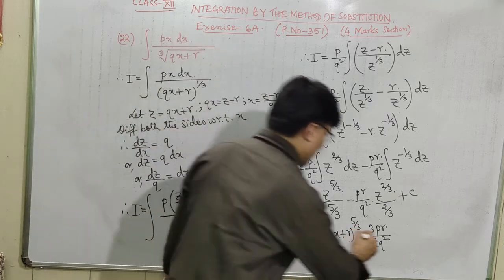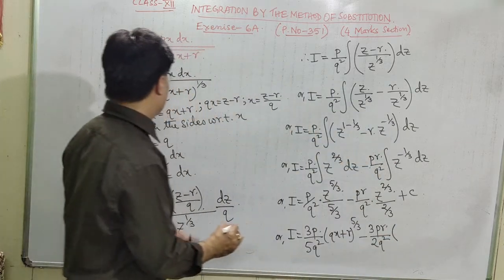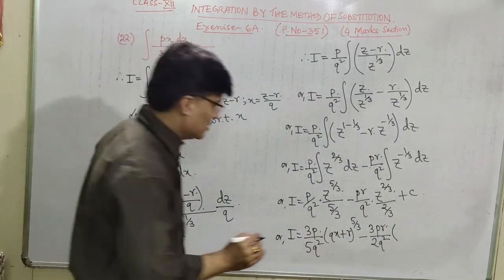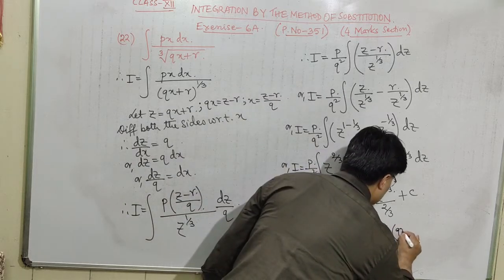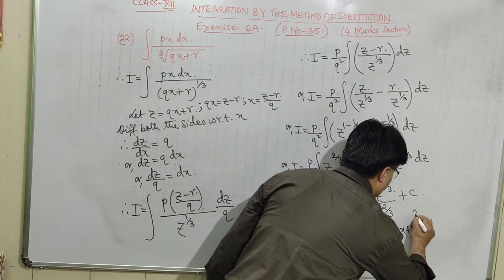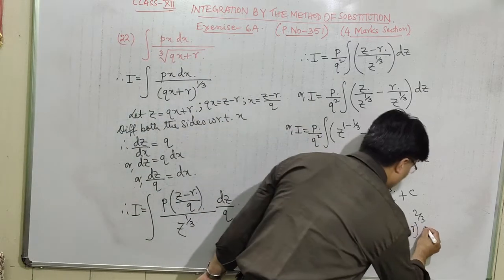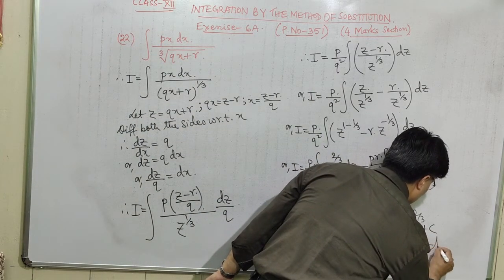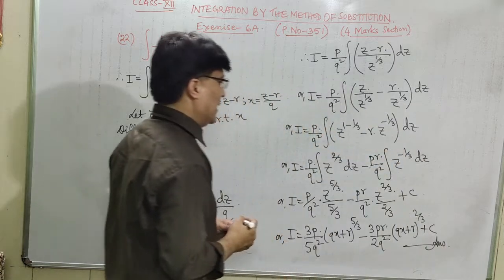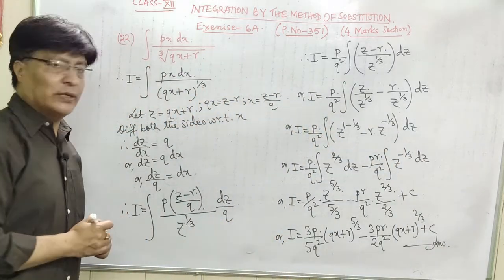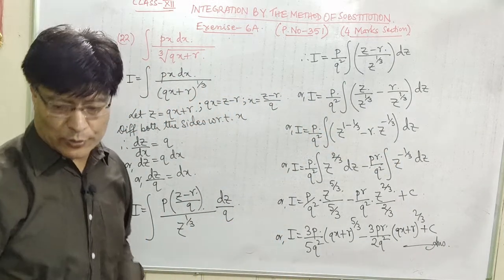What is the value for z again? It is qx plus r. So here you can write, this is (qx plus r) whole to the power 2 by 3. Then you can write plus c. So this is the final answer. So now we can copy it. Now we'll do the next question.